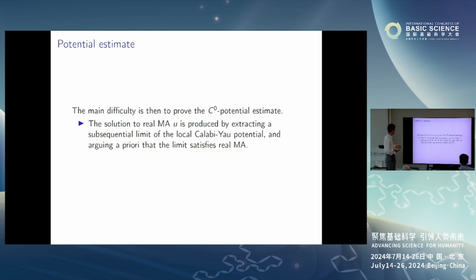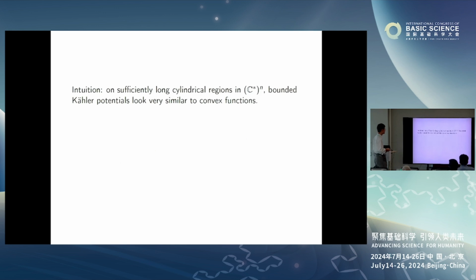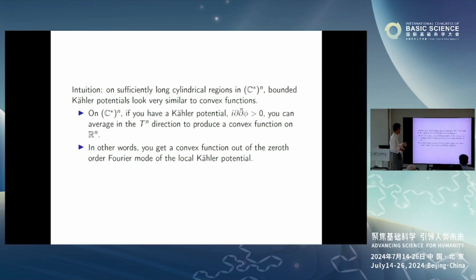Okay, so what you need to achieve is the C0 convergence statement, and that involves doing two things. One is to produce a solution of the Monge-Ampère equation. The other is to prove the true Calabi-Yau metric potential is close to that Monge-Ampère solution. So I will try to give you a little bit of flavor. The intuition is that if you're working on very long cylindrical regions inside C star to the n, then Kähler potentials look very similar to convex functions. So how do you compare a general Kähler potential on C star to the n to a convex function? Well, a Kähler potential is basically a plurisubharmonic function, and you can average in the Tn direction to produce a convex function. That amounts to taking the fiberwise average, or if you want, you can think of this as a zeroth Fourier mode.